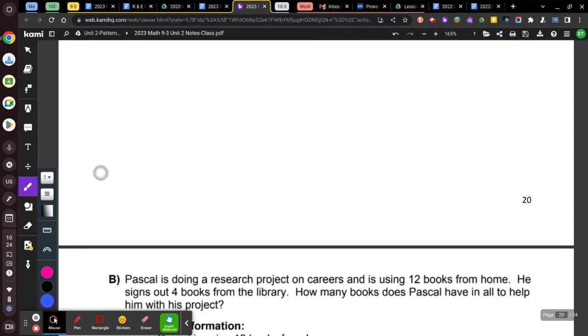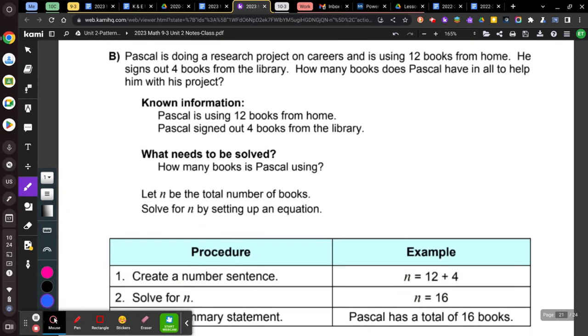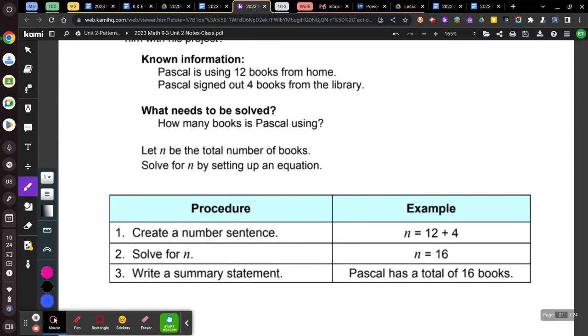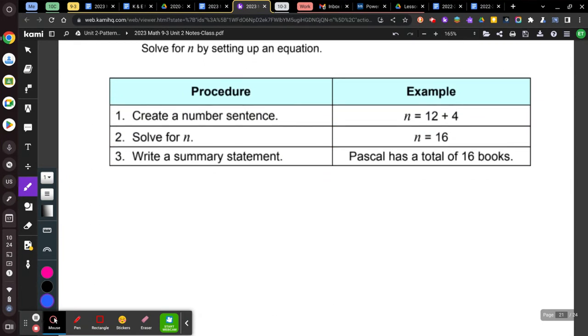Okay, let's take a look at the next page. Turn it over. It says Pascal is doing some research on a project on careers using 12 books from home. He signs out 4 from the library. How many does he have altogether? Well, we could do it in a couple ways. Here they're actually creating an equation for it. They're saying N is the number of books, the total number of books. Create a number sentence for N.